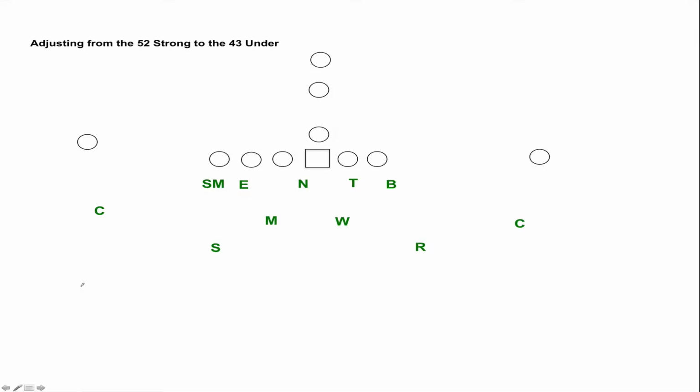So if we're going against a team that is throwing a lot, we can easily adjust from our 52 strong to our 43 under. First, however, let's take a look at the 52 strong and what we do at the sandbacker if they bring out a third receiver. So let's say they bring one of these running backs over here.